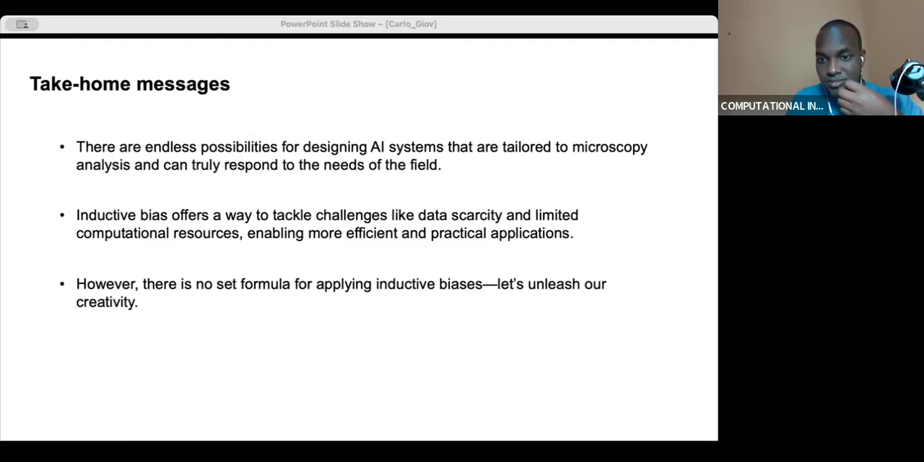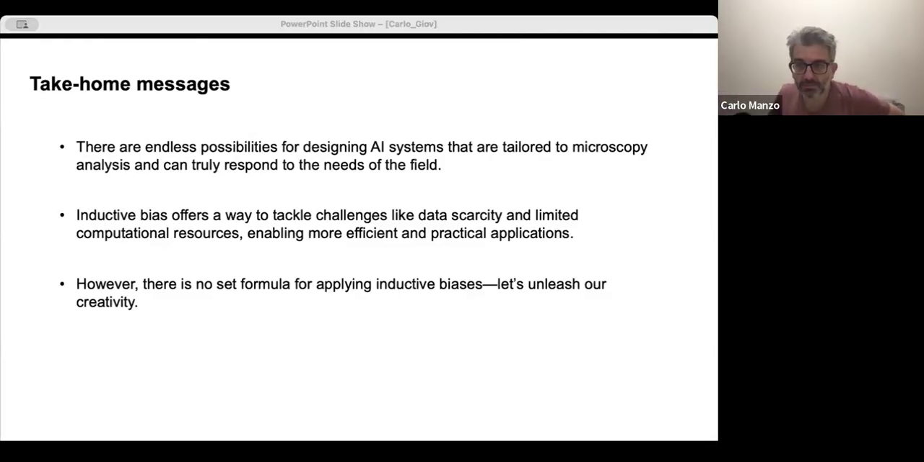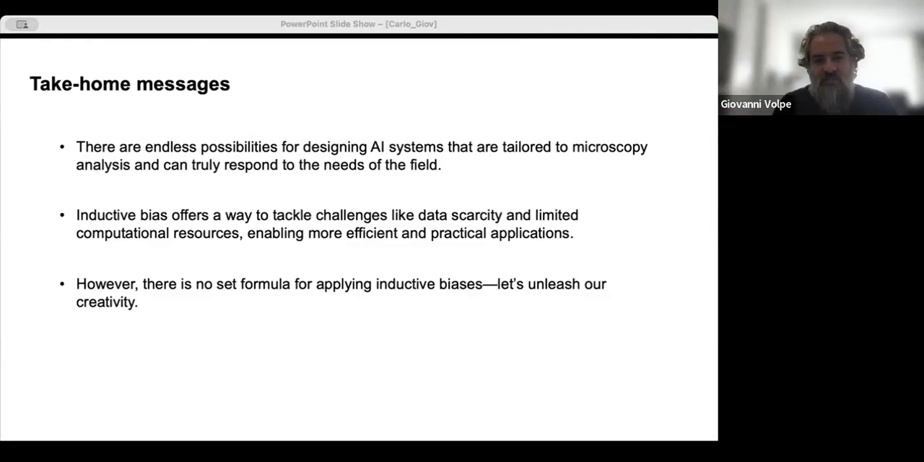The applications shown for Miro and Gaudi. Maybe Giovanni can comment on that. So, Carlo, do you want to answer? Oh, I mean, yeah, there are other examples already in the paper.